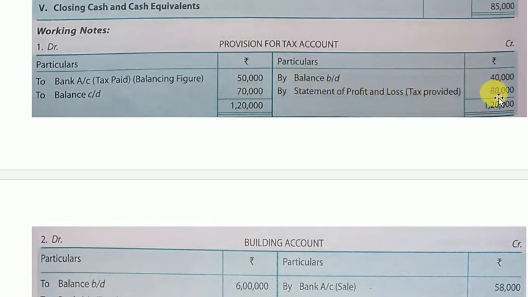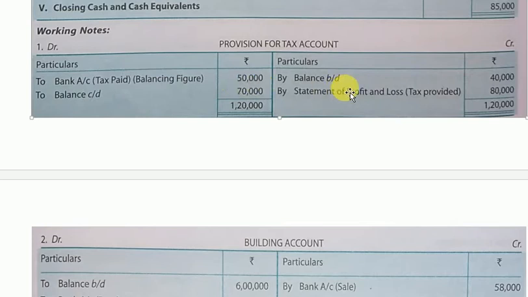So after posting this, we will do the total of credit side, which is coming as 1,20,000. Same total will be written on the debit side, and we subtract this 70,000 amount, 1,20,000 minus 70, to arrive at this balancing figure of 50,000. And as we have discussed in our online class, the difference goes to bank account because this is the tax paid during the year out of the provision made. The journal entry goes provision for tax account debit to bank account 50,000.